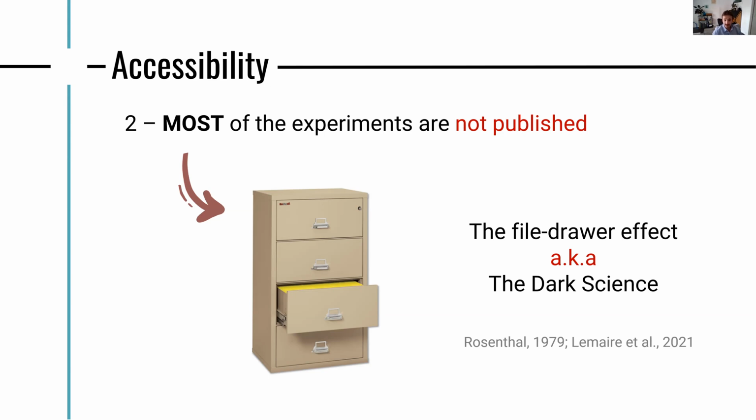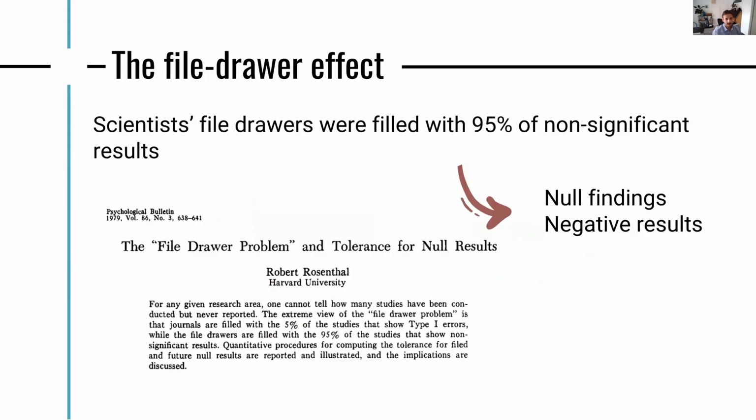It was already described in 1979, so it's a long-standing issue in science, and it's present in all the sciences. It's the idea that the drawers of scientists are filled with experiments which are not published. And 95%, according to Rosenthal, of those experiments are in fact non-significant results, so results which do not demonstrate any sort of effect. They are also called null findings, or in some cases, negative results.